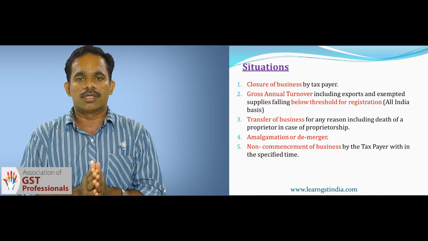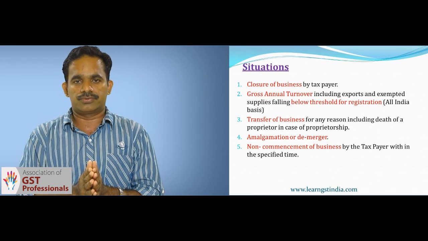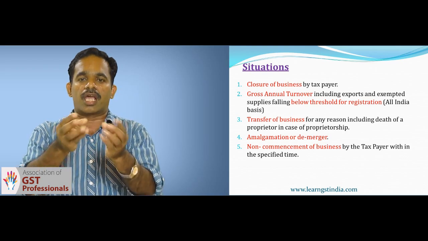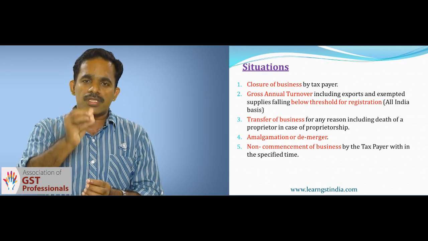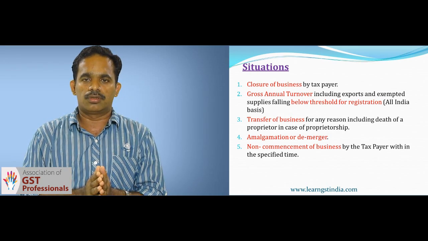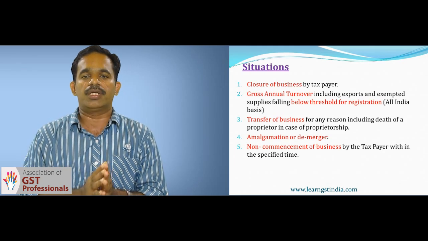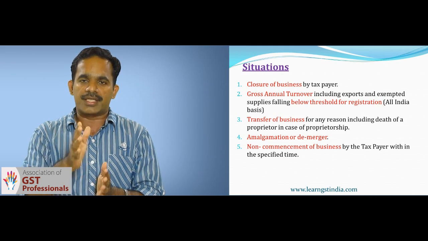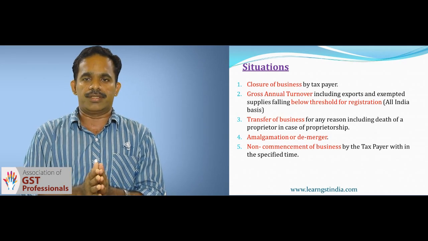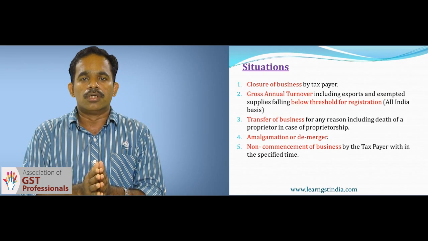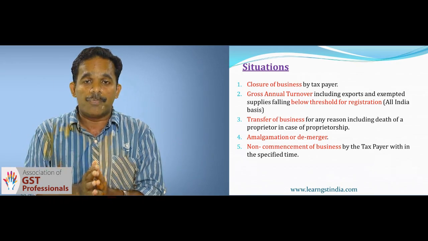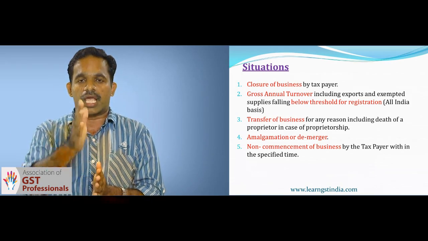First situation, closure of business. If the business is closed, the registration can be cancelled. If the gross annual turnover is below the threshold limit, then also registration can be cancelled. In that case, annual turnover means all supplies. It includes exports, exempted supplies, and an all India basis turnover is calculated.